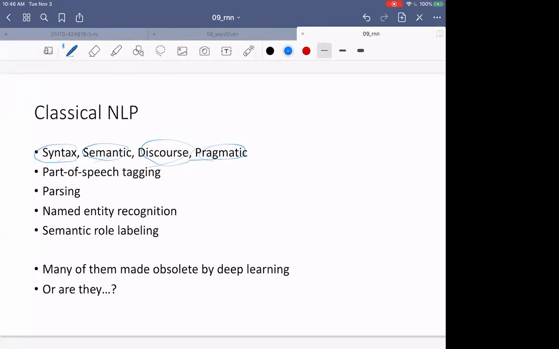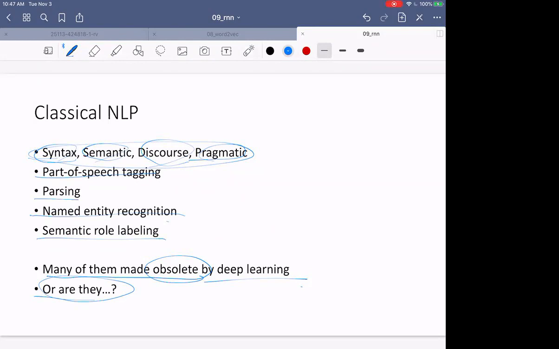These are very old NLP concepts. In order to extract this kind of meaning from a sentence, there are a lot of working modules. You start with part of speech tagging, then parsing, named entity recognition, semantic role labeling, relation extraction. There are a lot of semantic analysis subfields of NLP, but many of them were made obsolete by deep learning, or some people claim they're obsolete, but I can't really be sure. Are they really obsolete? I'm not sure I can say a definite yes.